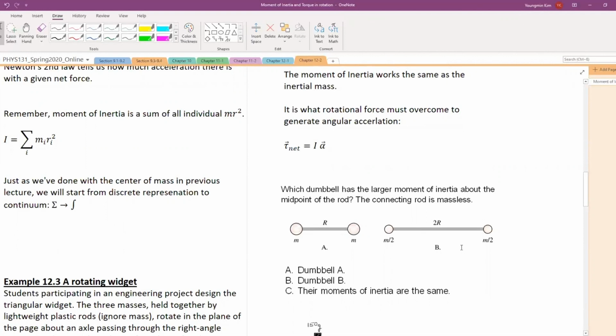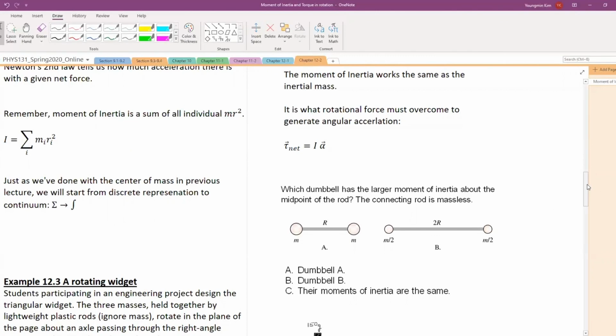So even though dumbbell B has half the mass of dumbbell A, the distance between them is separated by twice, which in terms of 2 squared is a factor of 4, whereas the mass only plays a factor of a half. So dumbbell B, even though it has half the mass, because the radius is the more dominant factor, will have a greater moment of inertia.